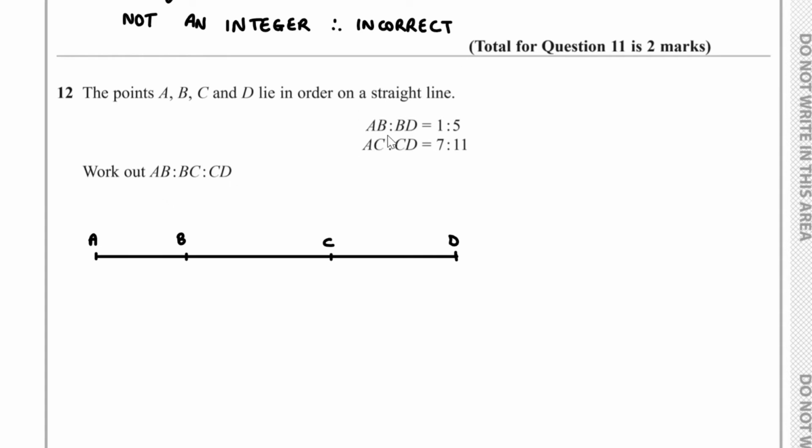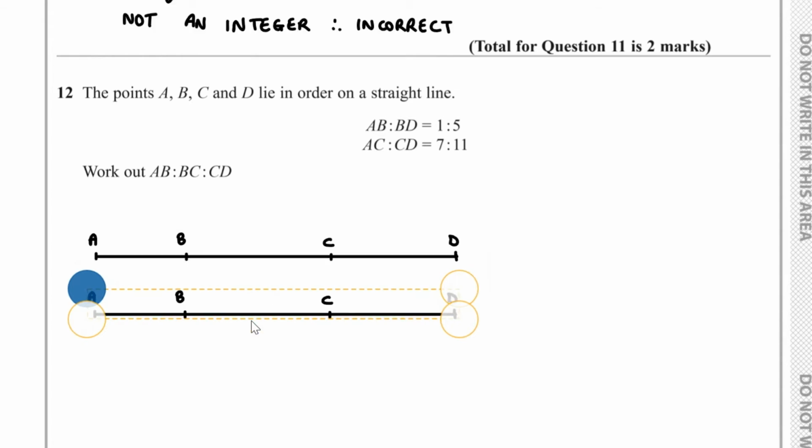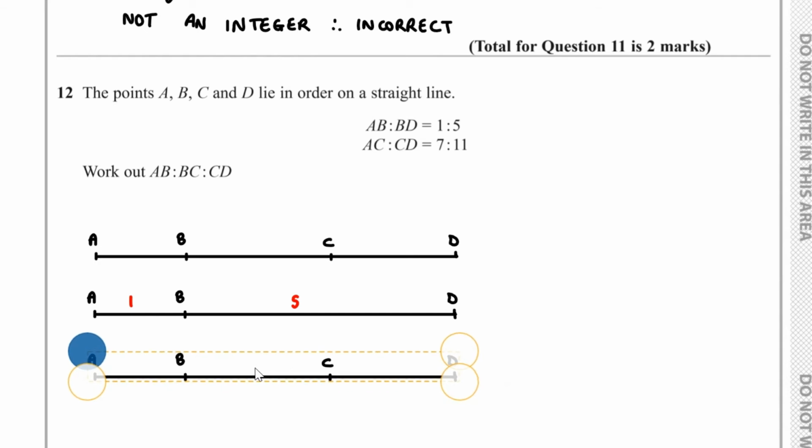Now let's first of all consider AB to BD. Well, if I just copy and paste this, okay, so we've got the same thing again, and if I just get rid of this point C, we know already AB to BD is 1 to 5. So here we get 1 to 5. And if I paste this again, if we take a look at AC to CD, well, here we'd have to get rid of the B. So if I get rid of the B, here you can see we've got 7 to 11.